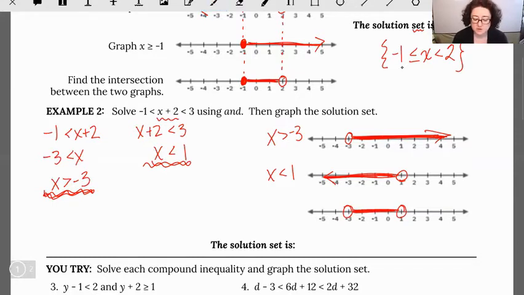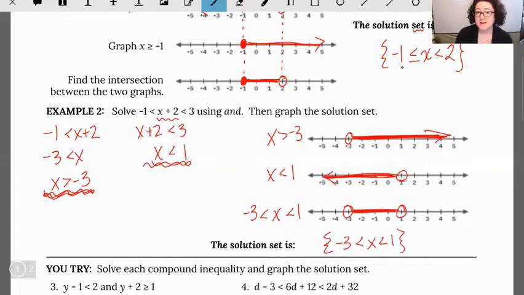So that means our solution set, again, x is sandwiched in between our -3 and our 1. Or I can write it as a solution set, but it's actually the same inequality. So -3 less than x less than 1. And again, alligator eats a bigger number. So make sure that's always facing the larger numbers when you're writing these final solution sets.